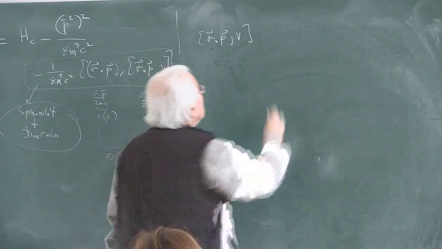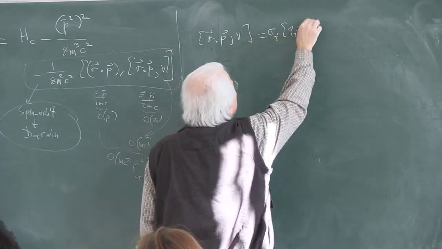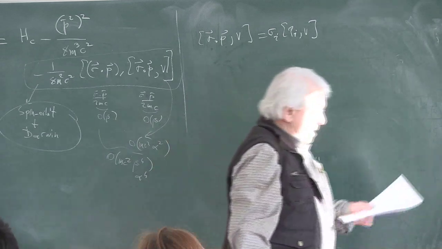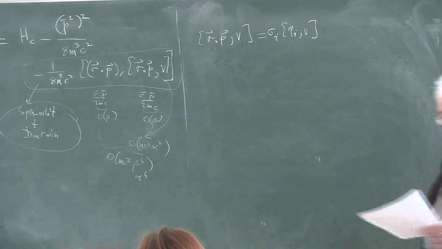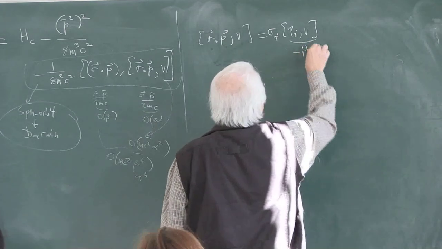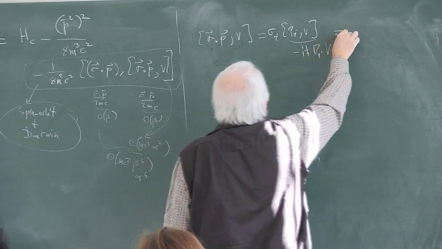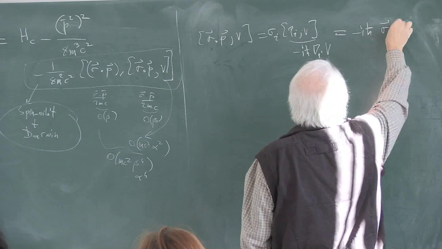So sigma_i [p_i, V]. [p_i, V] is minus i h bar, the gradient of V. So this is equal to minus i h bar sigma dot del V.